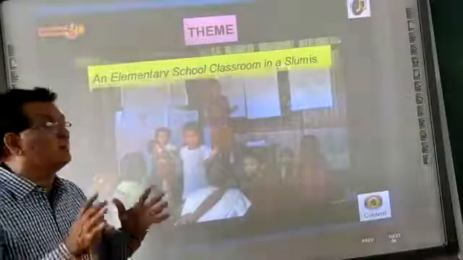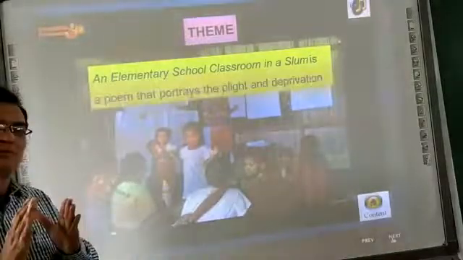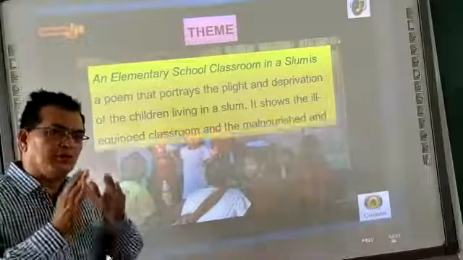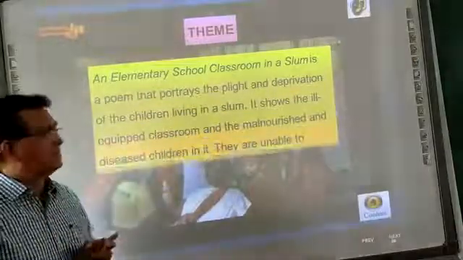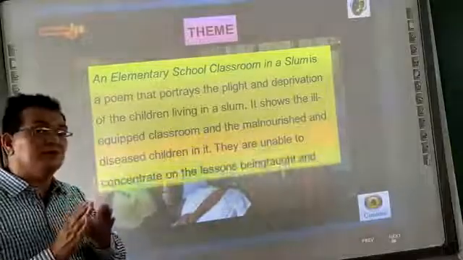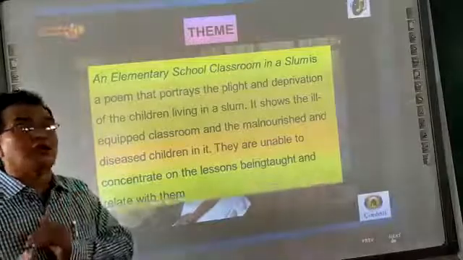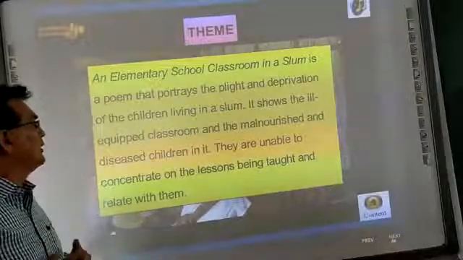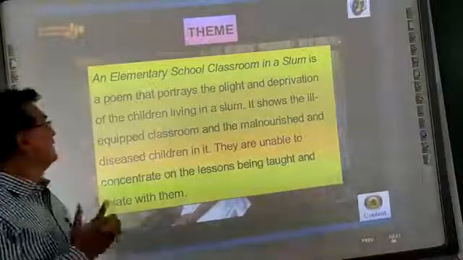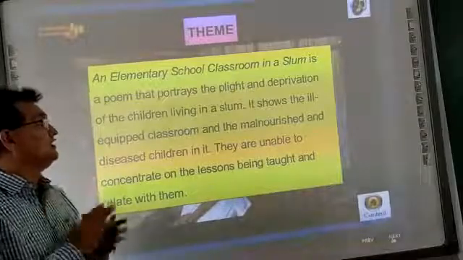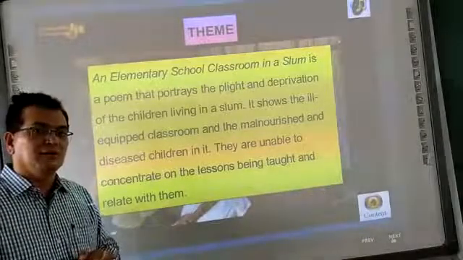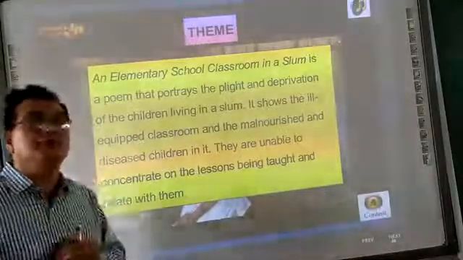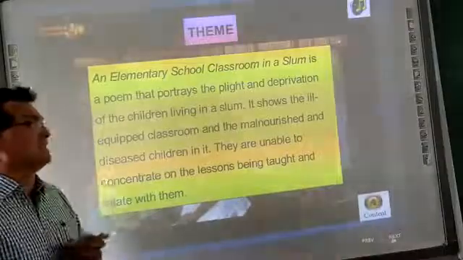Now, what is the theme of this poem? This poem is a little bit different, altogether different from all other poems, because the theme is dealing with social inequality. An Elementary School Classroom in a Slum is a poem that portrays the plight and deprivation of the children living in a slum. The predicament or the plight or the conditions of these children who are living in a slum area.